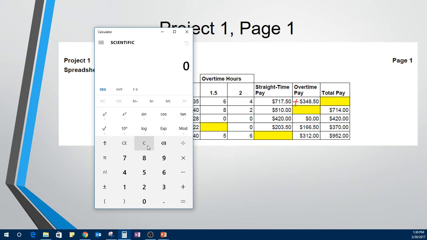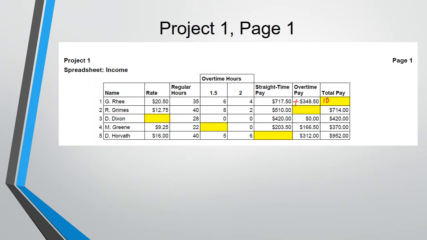So we're going to do $717.50 plus $348.50, giving us $1,066. So we're going to write $1,066 in here.